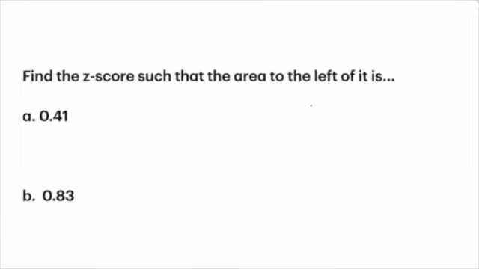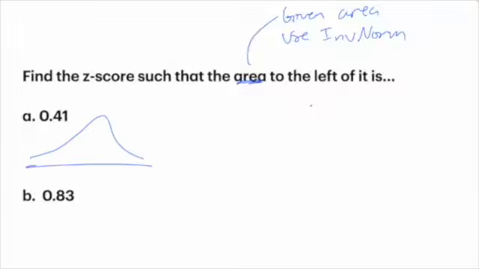Okay, so now find the z-score such that the area to the left of it is given. When you are given the area, we use the inverse norm function. And that's in that same area of the second distribution, and we're going to go to inverse norm. So this is saying find the z-score such that the area to the left of that z-score is 0.41.